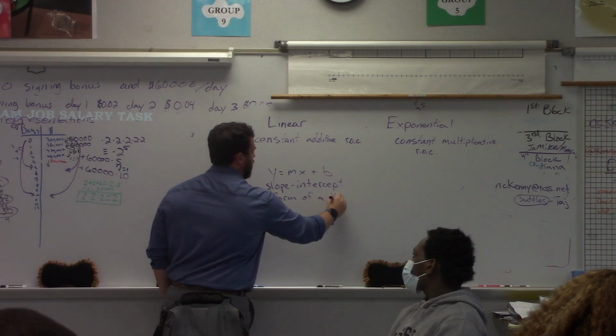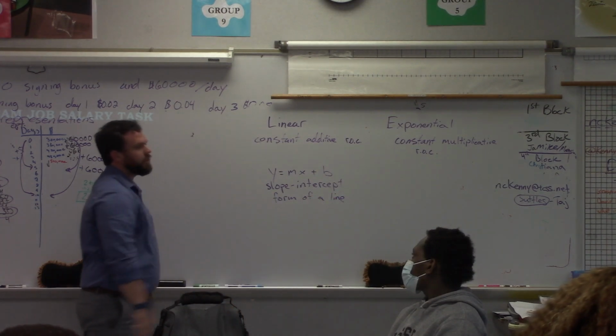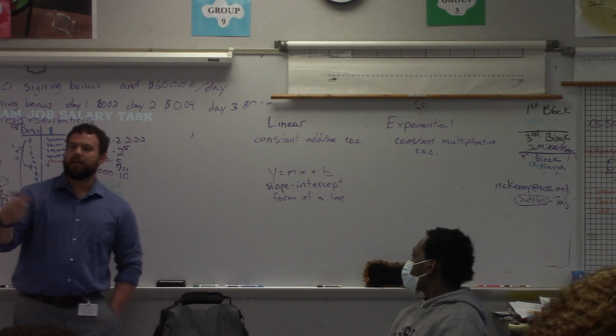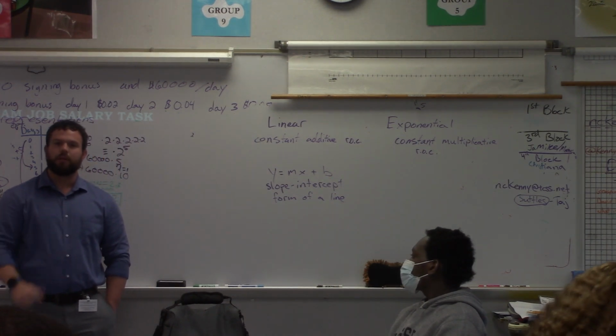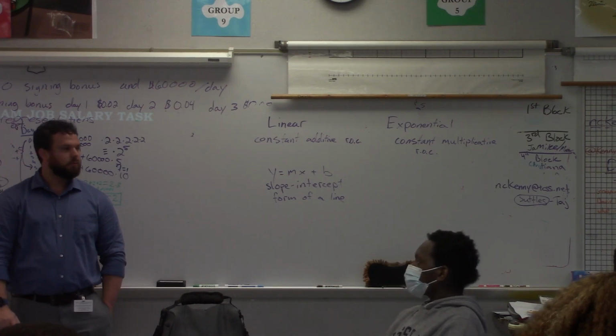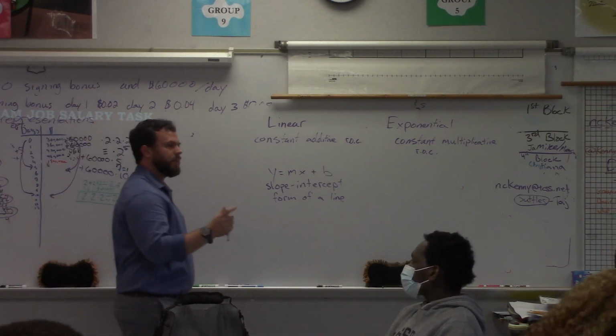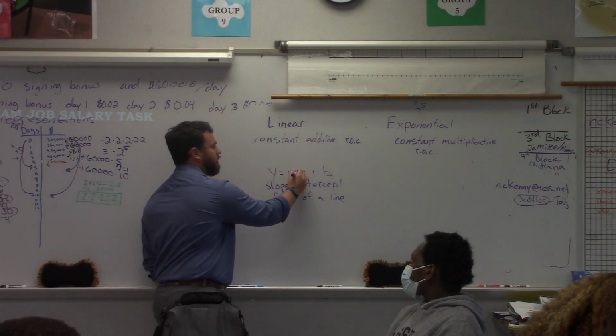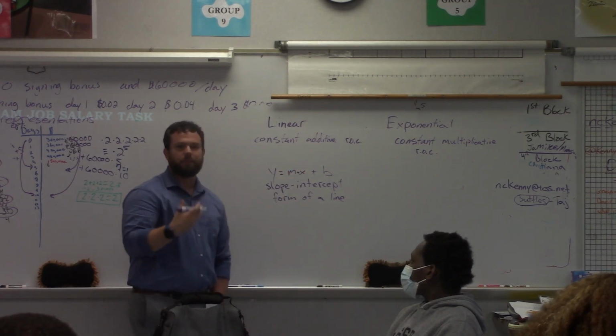Okay? I want you to look at that equation. I need you to tell me this. Where do you see that constant additive rate of change in that equation? The m and the x. Something with that, because what's happening between the m and the x? Multiplication. Oh yeah, because multiplication is repeated.